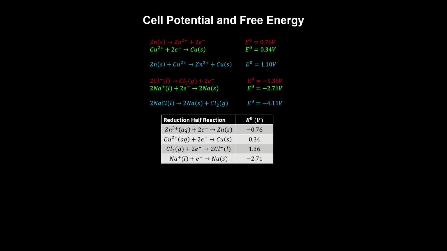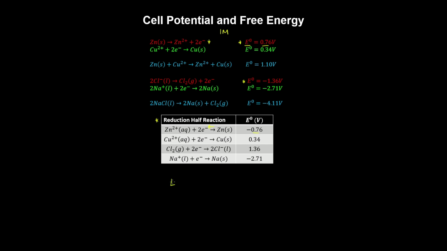The standard reduction potentials for reduction half reactions are typically given in tables. So given that this one is an oxidation half reaction, we'll just reverse this reaction and flip the sign. And these are standard cell potentials, where we have a 1 molar concentration of the species involved. Now the larger the potential, the more likely the oxidation or reduction half reaction is likely to occur. So for example, zinc is more likely to be oxidized than chlorine.